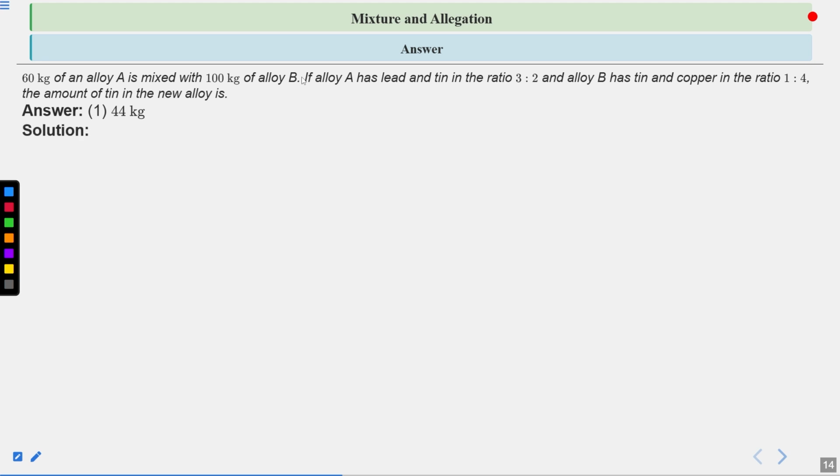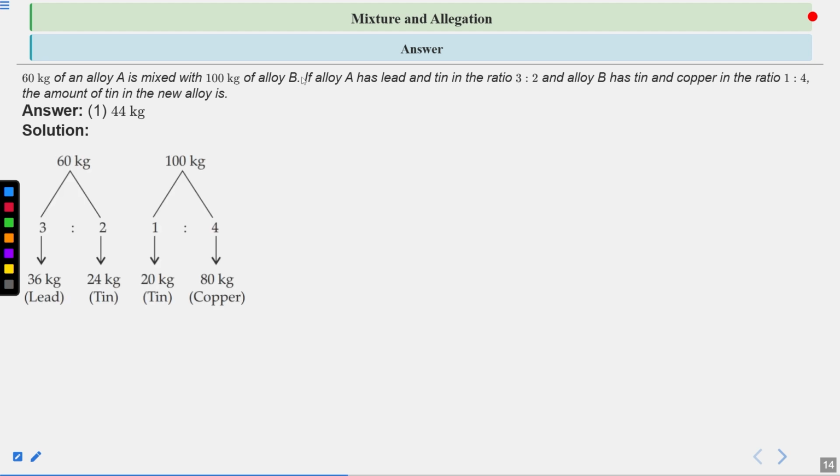Now see the detailed solution of this question. So the 60 kg and 100 kg are in the ratios 3:2 and 1:4. So we get 3 units become 36 kg, 2 units become 24 kg. So this is lead and this is tin. And for the second one, we get tin, which is 20 kg, because the ratio is 1:4. So 1 unit is 20 kg, 4 units is 80 kg.